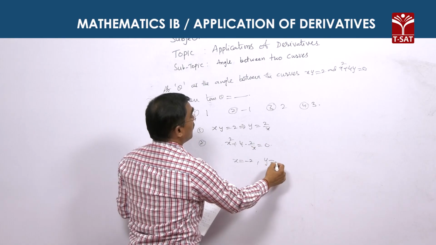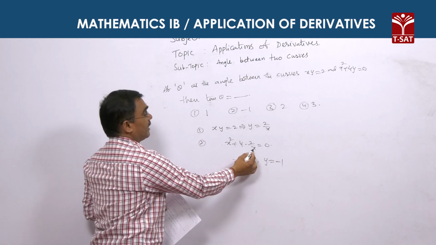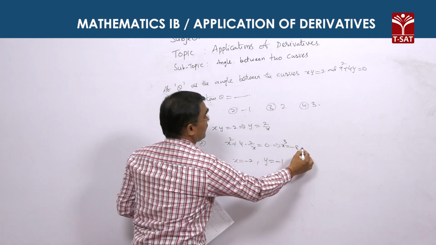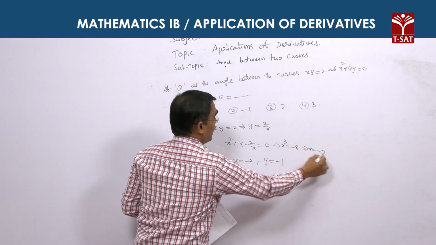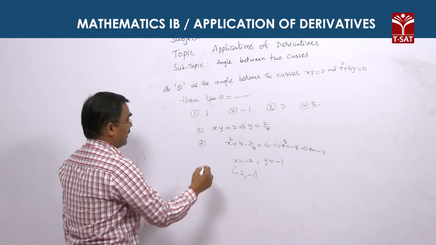Substitute this: x equal to minus 2, and y is equal to, right. This is x cube plus x, simplifying, x cube is equal to minus 8, right. x equal to minus 2 and y is equal to minus 1. The intersecting point is minus 2 comma minus 1, right.